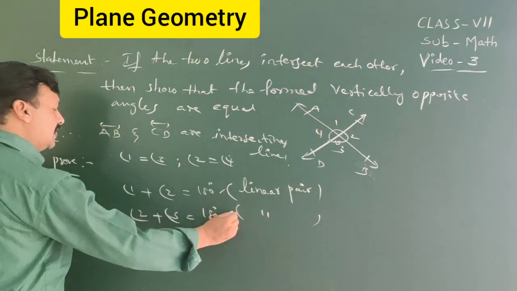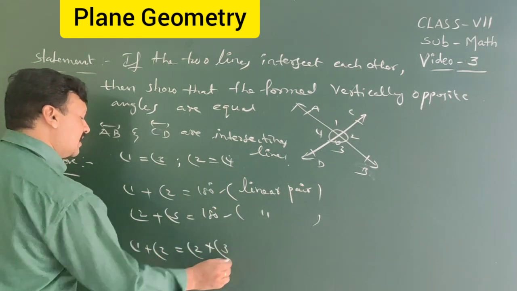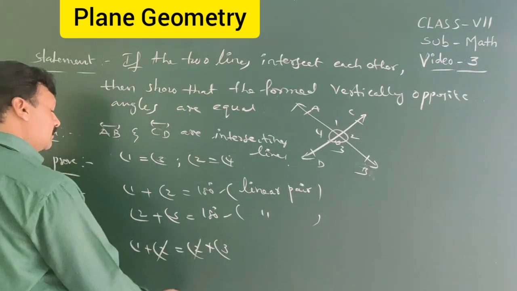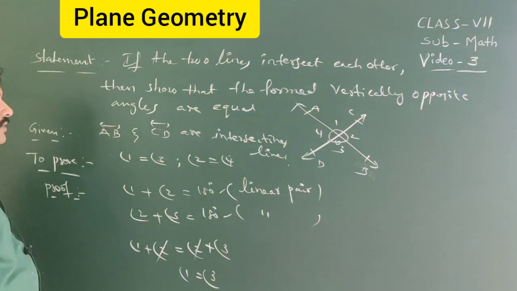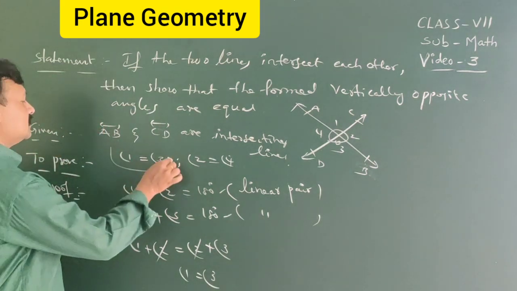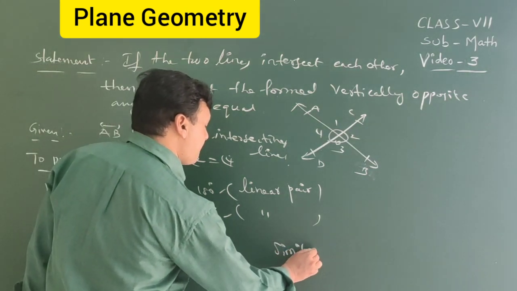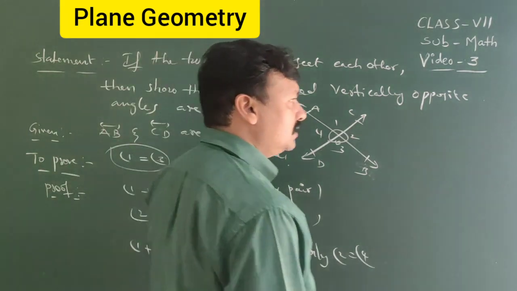By using these two conditions, we can write 1 plus 2 equal to 2 plus 3 because equals of equals are equal. 1 plus 2 is 180, and 2 plus 3 also forms 180 degrees. Here 2 and 2 get cancelled. Then you will get angle 1 equal to angle 3. First condition proved. Similarly, angle 2 equal to angle 4 we can prove.